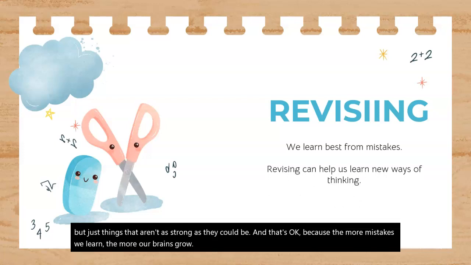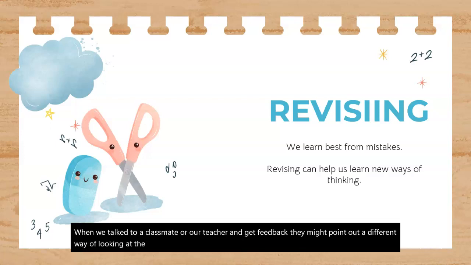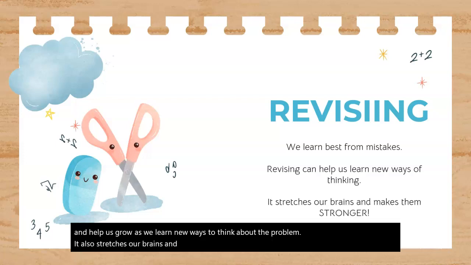Revising can help us learn new ways of thinking. When we talk to a classmate or our teacher and get feedback, they might point out a different way of looking at the problem that we hadn't thought of on our own. So it can stretch our brain and help us grow as we learn new ways to think about the problem. It also stretches our brains and makes them stronger. The more we look at our mistakes and change our work, the more our brains grow as our thoughts and ideas change too.